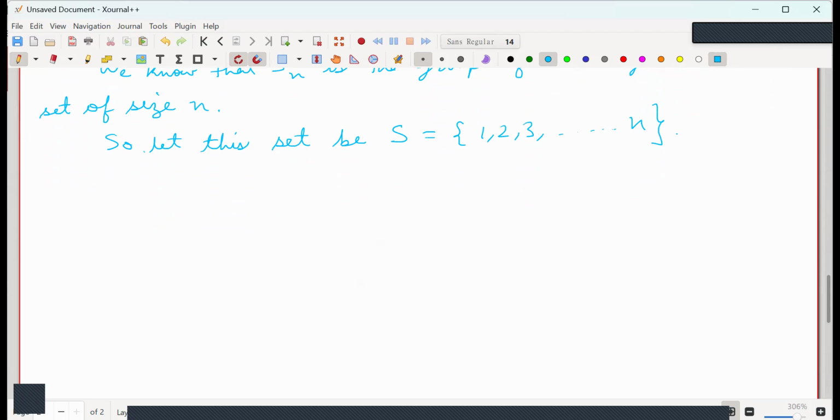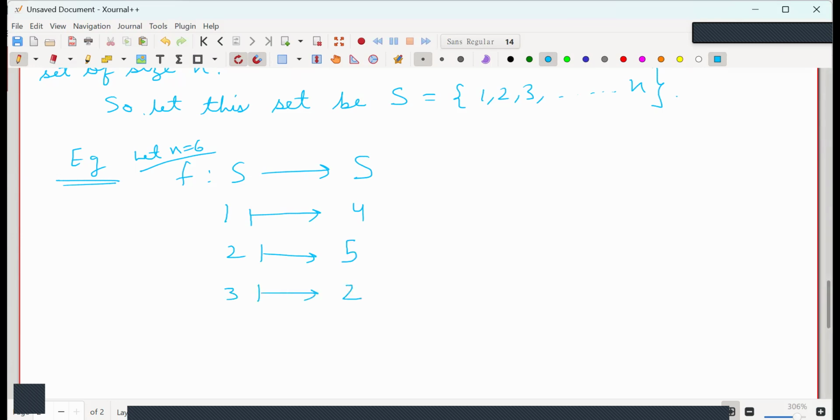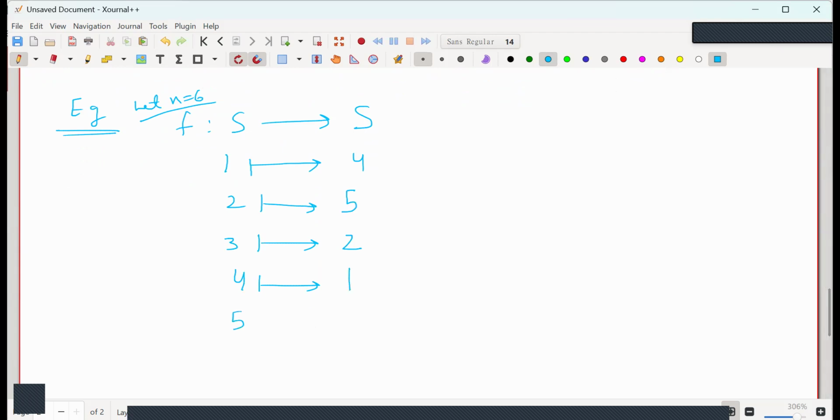Now let's understand with an example. Say f is a function from S to S. We can take a small example, say n equal to 6. 1 is mapped to 4, 2 is mapped to 5, and 3 you can map to 2, and 4 to 1, 5 is mapped to what is remaining, 3, and 6 is fixed.